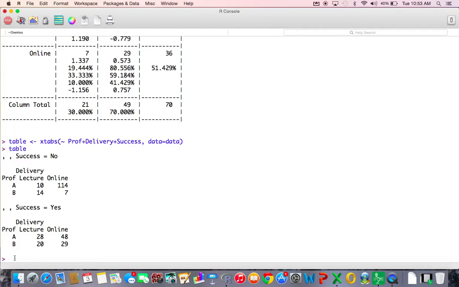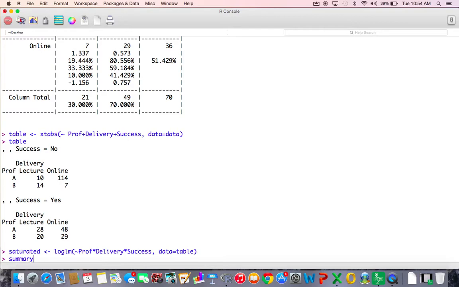Let's make it happen. First thing we want to do is run our saturated model. I'm not going to have a lot going on here, so I'm just going to call it saturated. And I want my log linear model, and I want the prof times delivery times success. Guys, remember, you've got to use your contingency table here, not your initial data frame. So what we're doing here is looking at the highest order interaction, which would be the three-way in this case, all right?